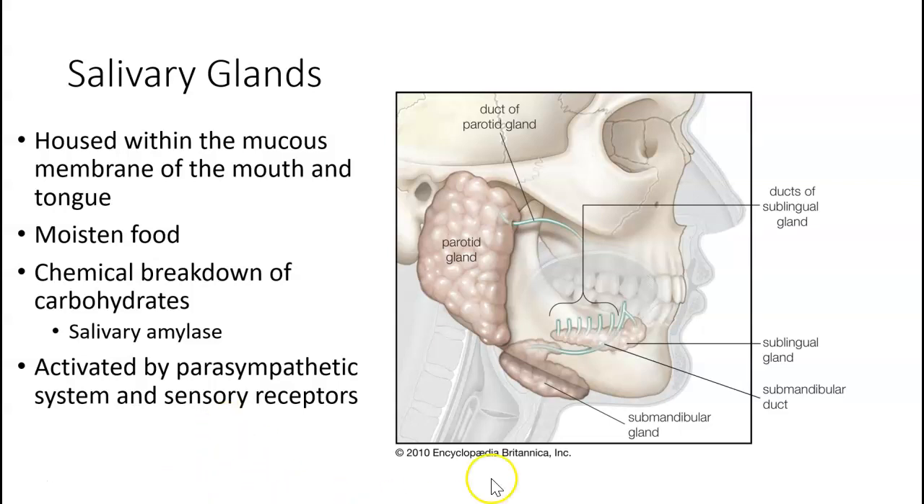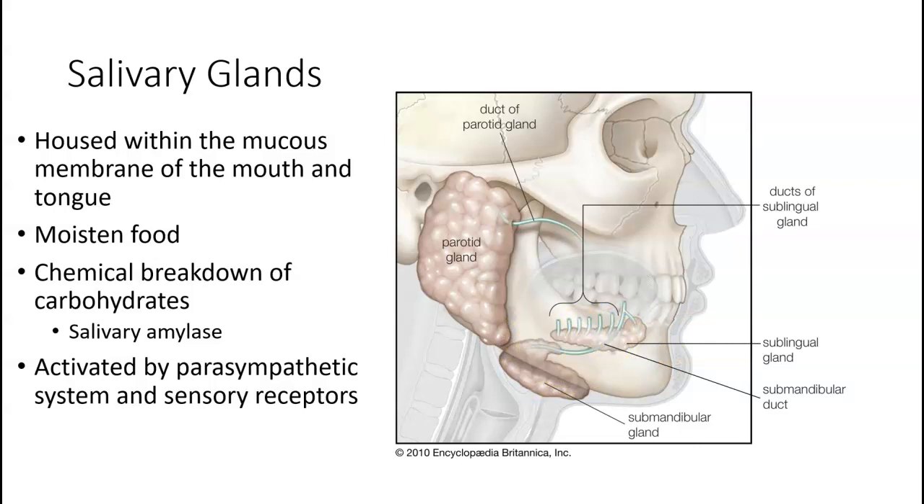The submandibular gland, which is located right in here, secretes saliva into the mouth through the submandibular duct, right here underneath your tongue. The sublingual glands, which are up in here, also secrete saliva through the lesser sublingual duct into the oral cavity. So the sublingual is actually below your tongue. Your submandibular is going to be below the sublingual gland.